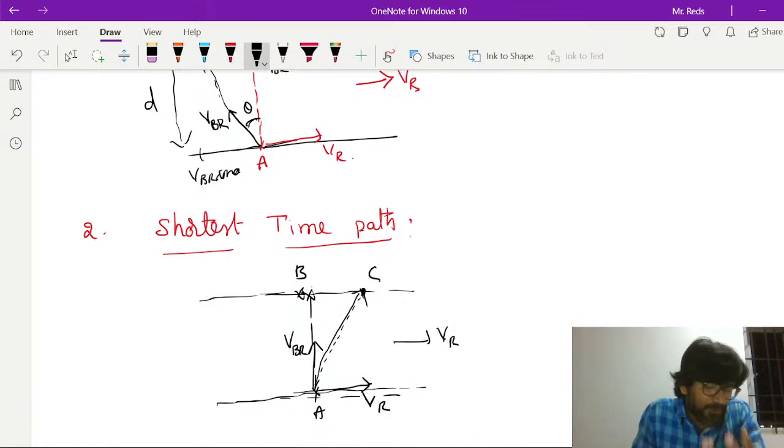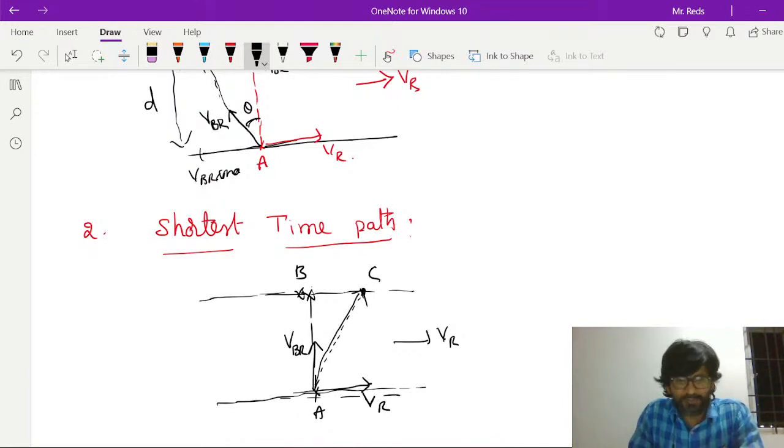This kind of conceptual question you may also come across. To cross the river in the shortest time path, in what direction does the boat have to cross? The boat has to start sailing in the perpendicular direction to the river flow. So this is a conceptual question. And instead of reaching point B, it reaches this point C.